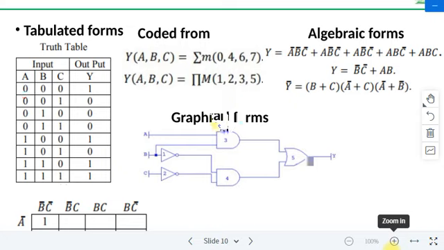So this is the graphical form. And another form is the map form, which was expressed by Venn, and after that it was modified by Karnaugh.